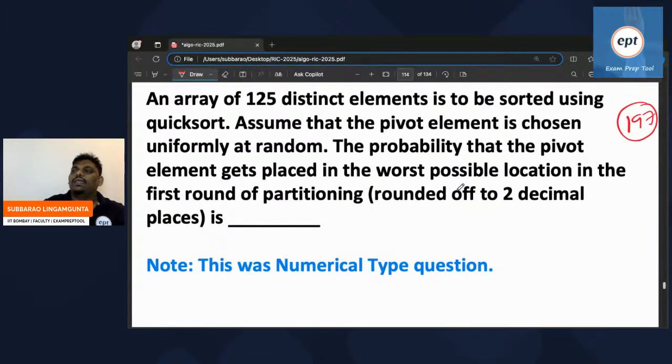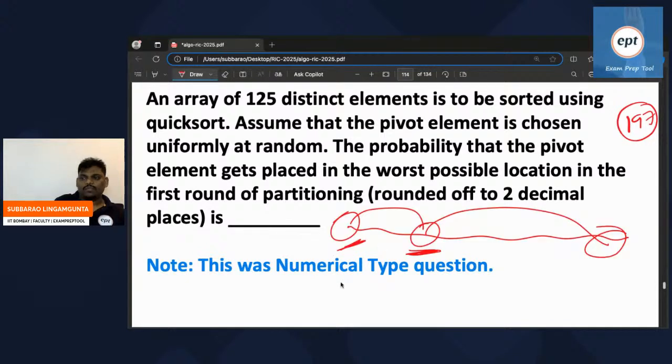Next one. An array of 125 distinct elements is to be sorted using quicksort. Assume that the pivot element is chosen uniformly at random. The probability that the pivot element gets placed in the worst possible location in the first round of the partitioning algorithm, the worst location being the first or last place. I think there are 2 possibilities for the worst case, out of 125 locations, 2 places. This is the probability. It's a very simple question.